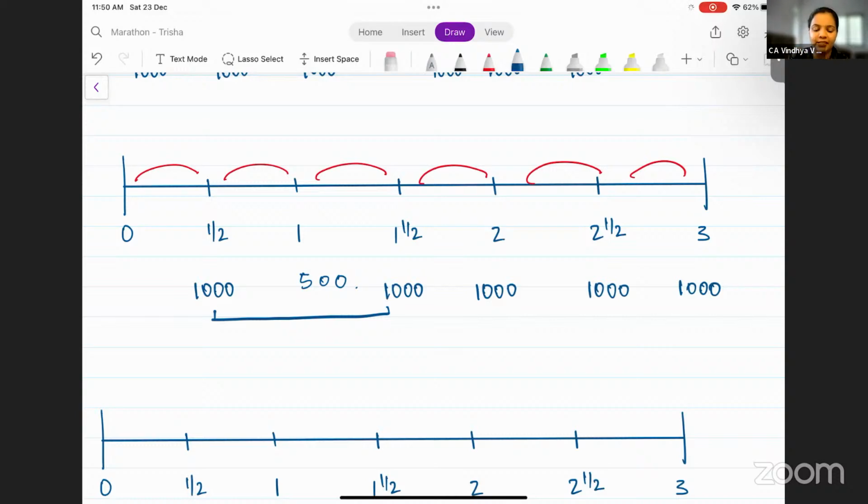Let us take a real life example of annuity. Have you seen this one person coming to your house? Usually happens in small towns.